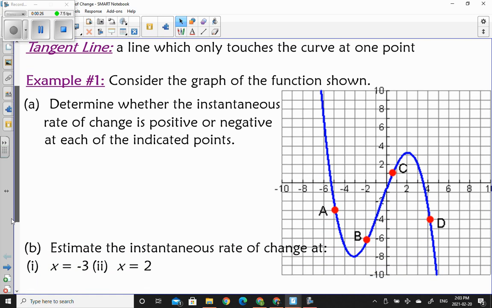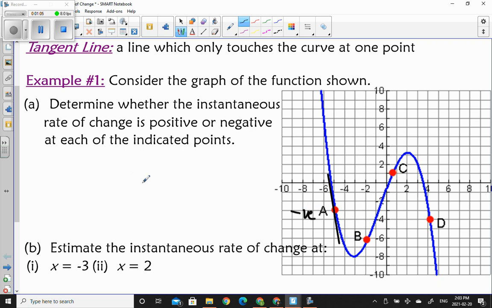We consider this graph and determine whether the instantaneous rate of change is positive or negative at each of the indicated points. So we have this graph here with 4 points, A, B, C, and D, and we want to determine whether the IROC values are going to be positive or negative. So all we have to do is hold a ruler against this to see what the slope would be. If I drew a line tangential to the curve at A, you can see that the slope of this line would be negative.